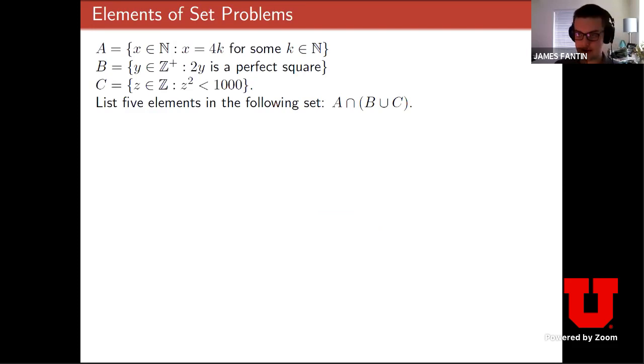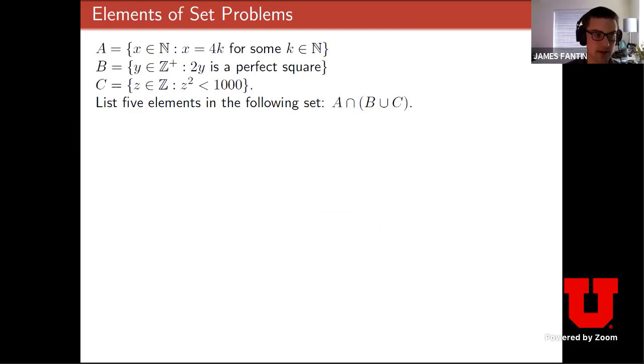So here we've got this example problem where we're interested in the elements of sets. We've got this set A that contains all elements that are 4 times a natural number. B is the set of all y where 2y is a perfect square. And C is the set of all z where z squared is less than 1,000. And so we want to find 5 elements in the following sets.